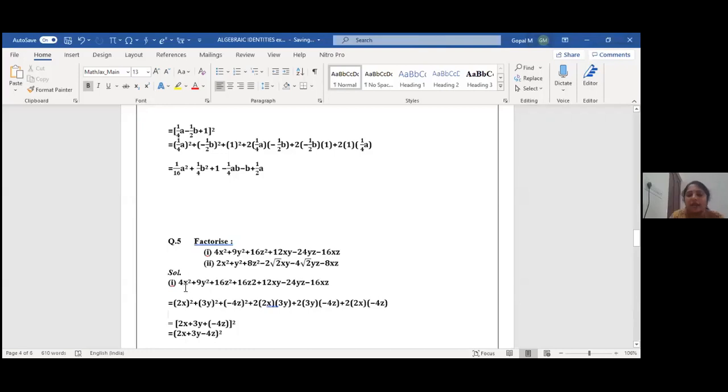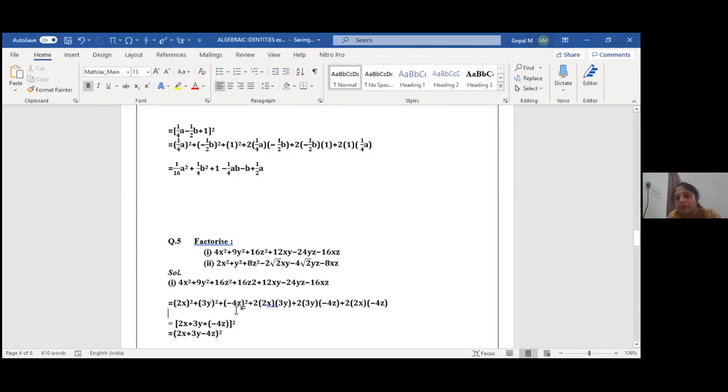4 is a perfect square. I'll write it in the form of 2x whole square. 9 is a perfect square of 3. I'll write 3y whole square. I said here Z is common in the last two terms. I'll take minus 4z whole square. Am I clear?